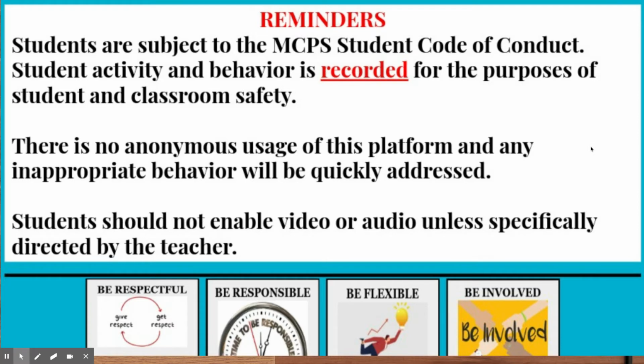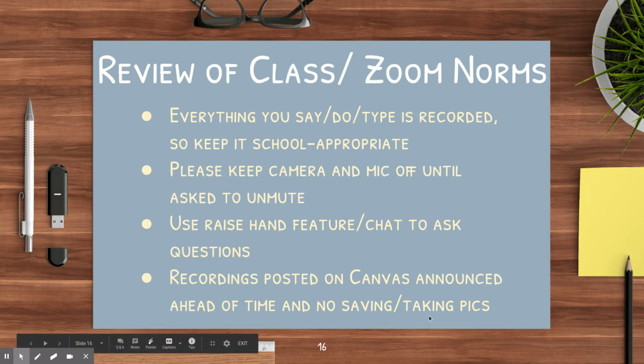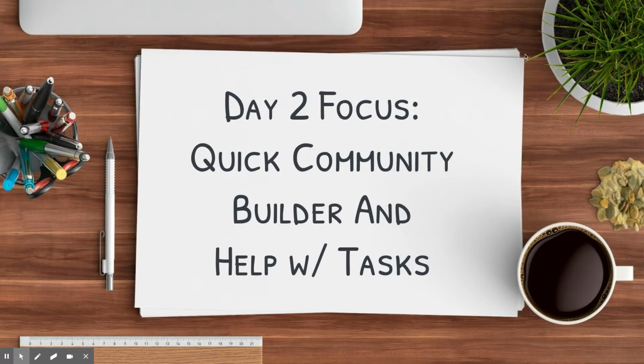As a reminder, during regular Zoom lessons, students are subject to the MCPS Student Code of Conduct. Student activity and behavior is recorded for the purposes of student and classroom safety. Nothing you do is anonymous, and you shouldn't enable the video or audio unless specifically told to. Again, everything you say, do, or type is recorded, including in this Nearpod lesson, so keep it school appropriate. Please keep your camera and mic off until asked to unmute when we have live Zoom classes. When we're in a Zoom class, you use the raise your hand feature or the chat to ask questions. Recordings are always posted on Canvas. And if there was a live recording, I always announce that ahead of time. And you need to remember that there is no saving, no downloading, or taking pictures of any of those live classes.